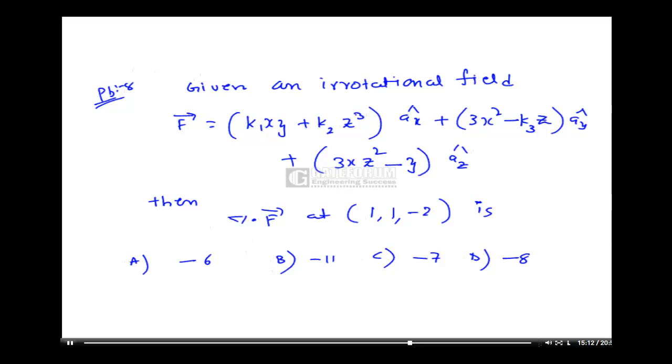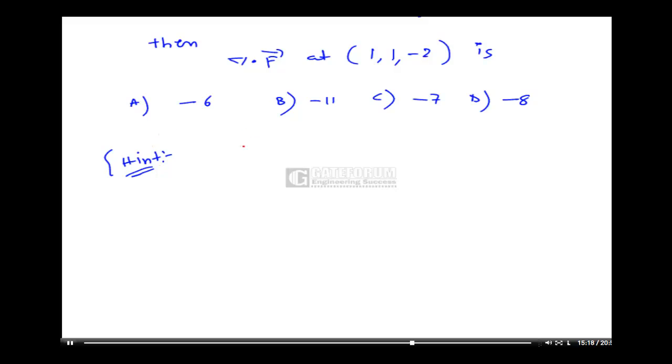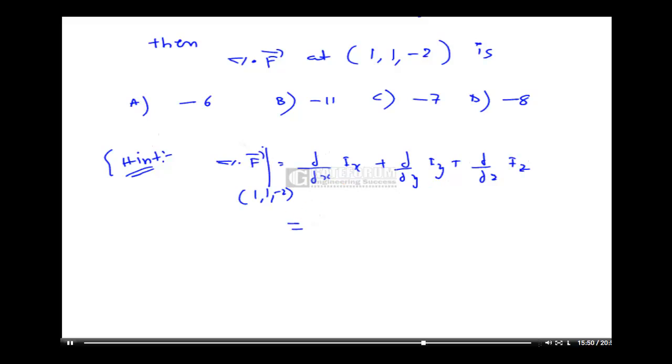I am giving a hint how to solve this problem. In this, they are asking del dot F, that is, they are asking the divergence. So first calculate del dot F. Del dot F is nothing but dou by dou x of the Fx component plus dou by dou y of the Fy component plus dou by dou z of the Fz component at the particular value (1, 1, minus 2). That is, first differentiate with respect to x, y, z and substitute the values. If you simplify this, you will get K1 y plus 6xz.